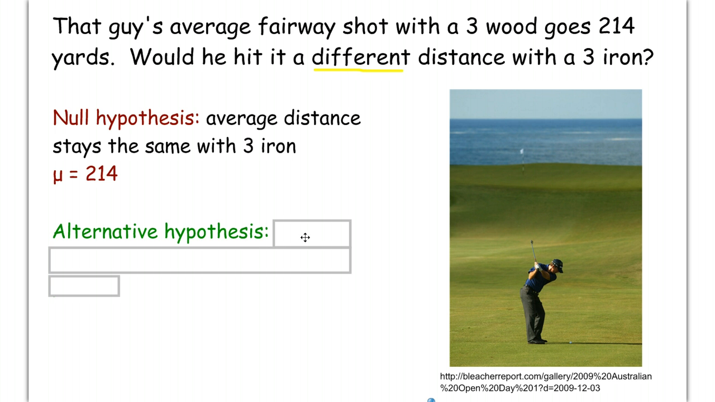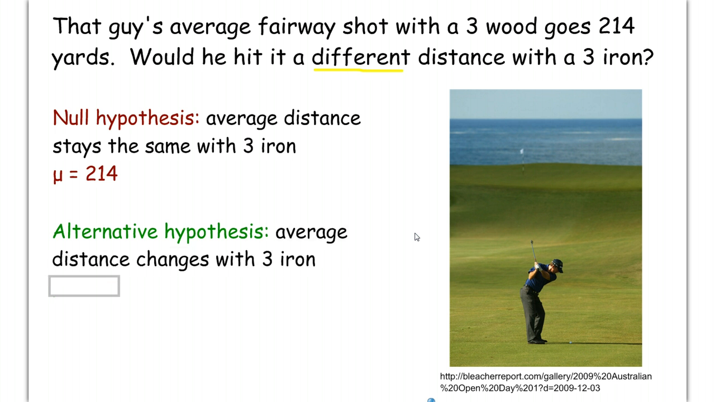The alternate hypothesis is that it goes a different distance. The average distance changes with the 3-iron, and since we don't know if it goes up or down, we would say mu is not equal to 214. So again, the null and the alternative hypotheses look almost exactly the same, except for the change in the symbol in the middle. It's always going to be an equal sign in the null. It's going to be either not equals, greater than, or less than in the alternate.